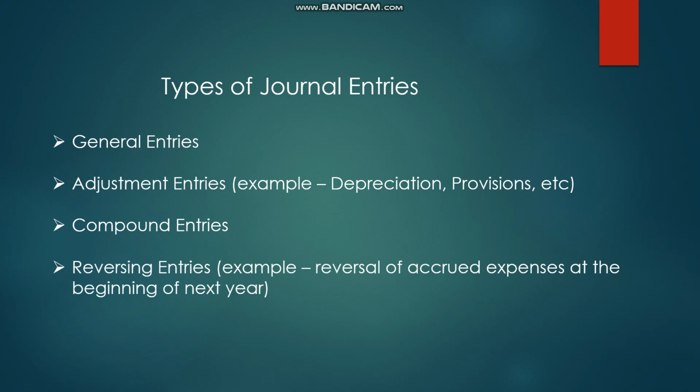And lastly, reversing entries. Reversing entries are basically those entries which have to be reversed out at the beginning of the next year. For example, accrued expenses. You are recording some expenses in the current year because they belong to the current year, but they are not yet due. So when they get due, it gets reversed out in the next year. We have examples for reversing entries, compound entries, and adjustment entries when we go into the practical section of this video.